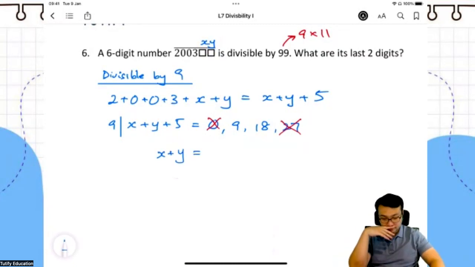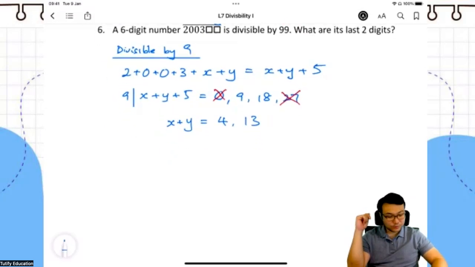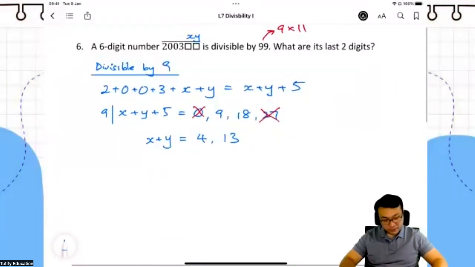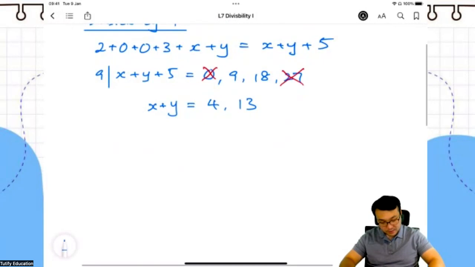9 and 18. No, that's for x plus y plus 5. Oh. 4 and 13. Yes. 4 and 13. Yes, those are the two possible values of x plus y. Very good. Now we are going to figure out with the divisibility rule of 11.